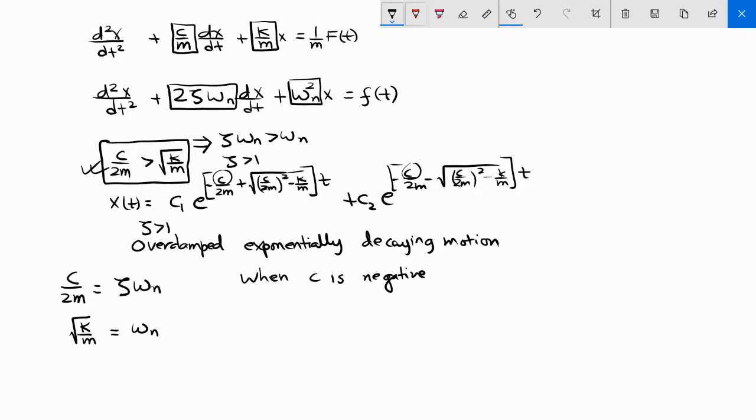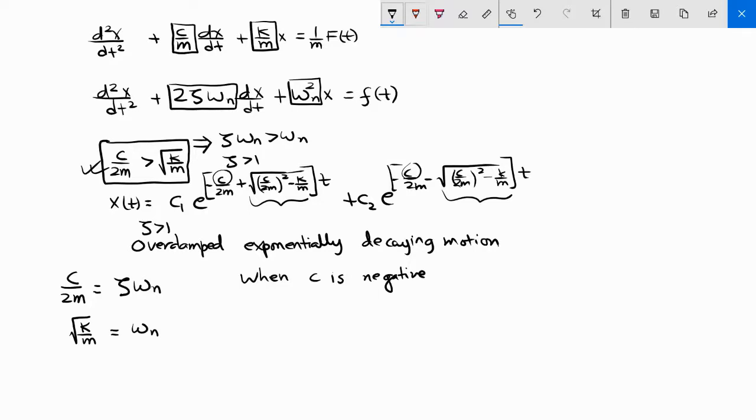Also note that here in this particular solution for x, c being positive or negative does not really make any difference to the term under the square root. It only affects c divided by 2m. So if c is positive, then minus c divided by 2m leads to exponential decay. But if c is negative, then negative, negative, positive, we will get e raised to the power something positive times t. So this will lead to an exponentially growing function.